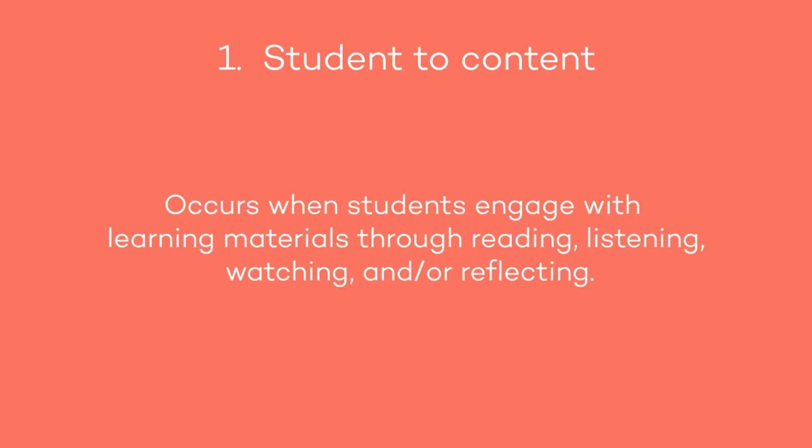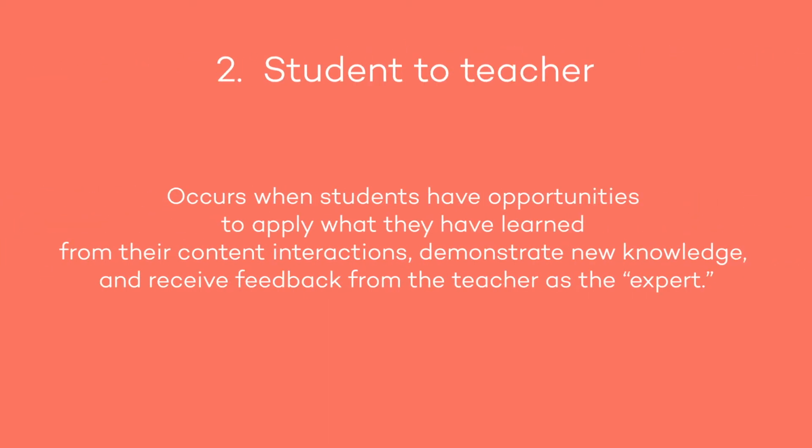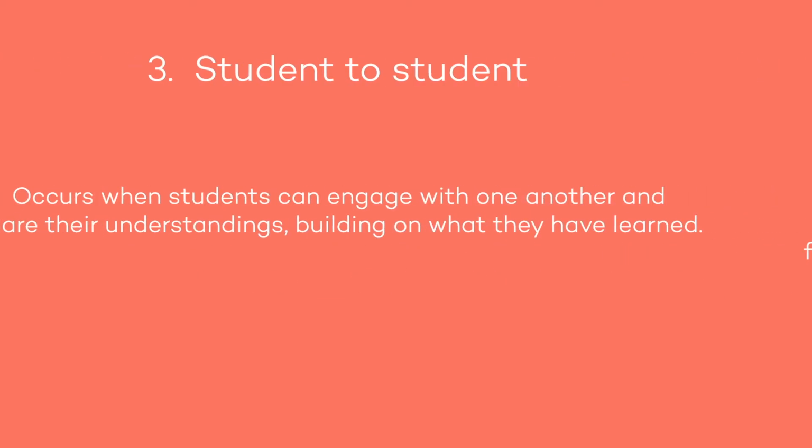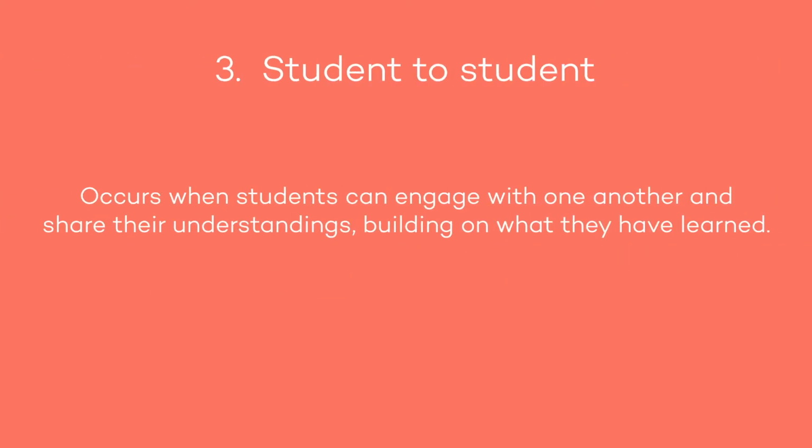A student-to-content interaction occurs when students engage with learning materials through reading, listening, watching, and/or reflecting. Student-to-instructor interaction occurs when students have opportunities to apply what they have learned from their content interactions, demonstrate new knowledge, and receive feedback from the teacher as the expert. Finally, student-to-student interaction occurs when students can engage with one another and share their understandings, building on what they've learned.